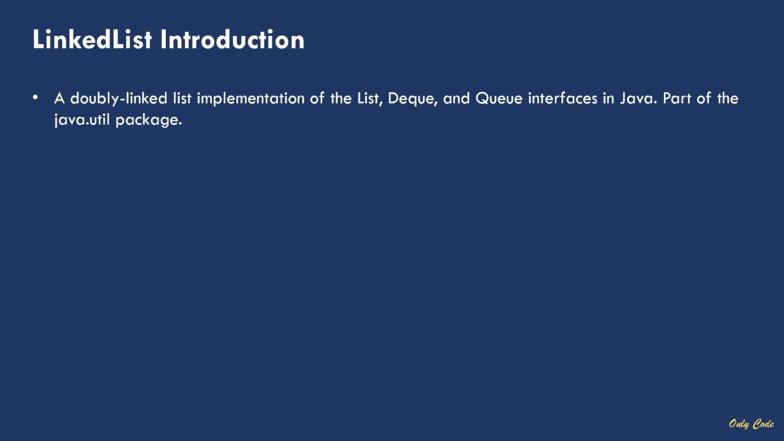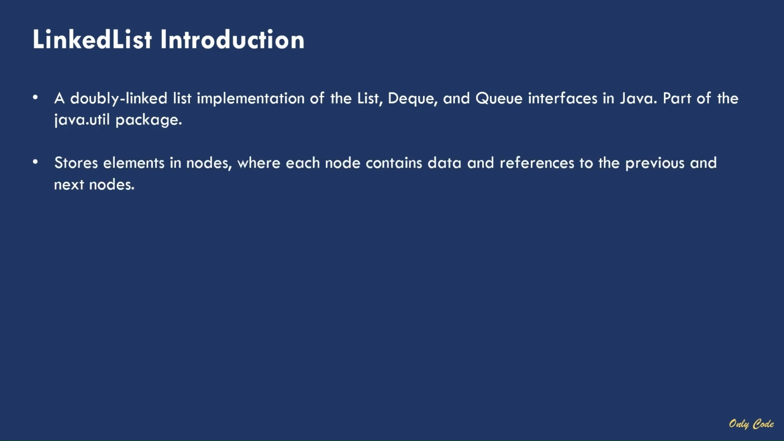Let's start by understanding what a linked list actually is in Java. The linked list is a part of java.util package, and it's a doubly linked list implementation of the List, Deque, and Queue interfaces. That means it can function as a regular list, a queue, or even a stack, making it extremely flexible. Internally, it stores elements in nodes. Each node contains the actual data and two pointers, one to the previous node and one to the next.